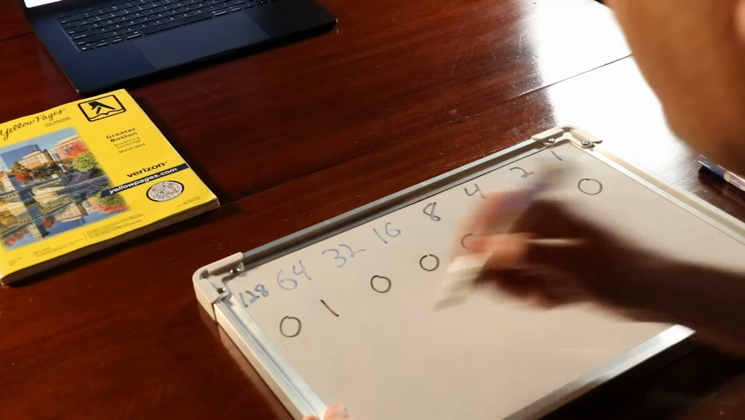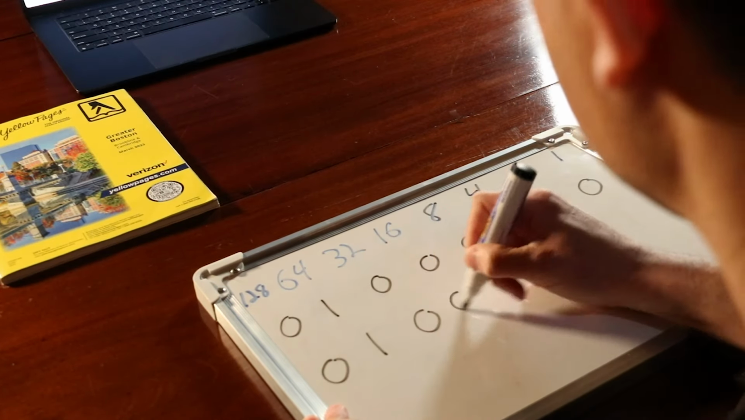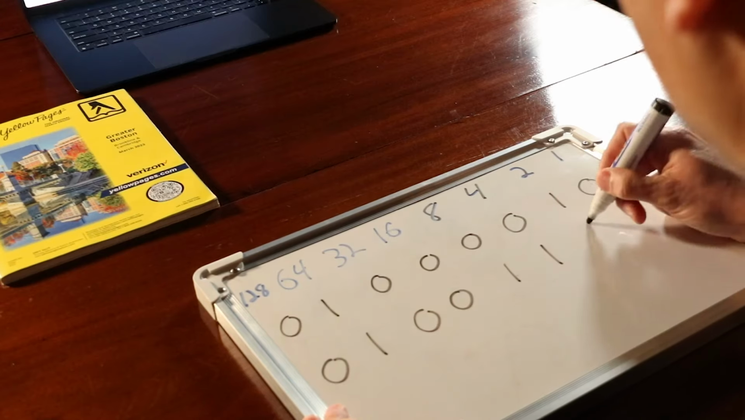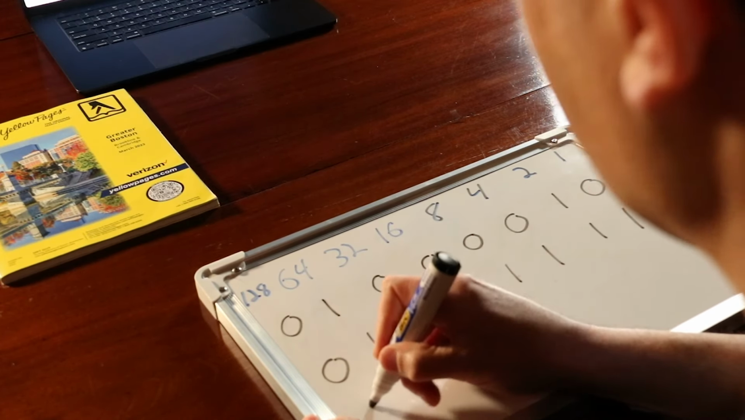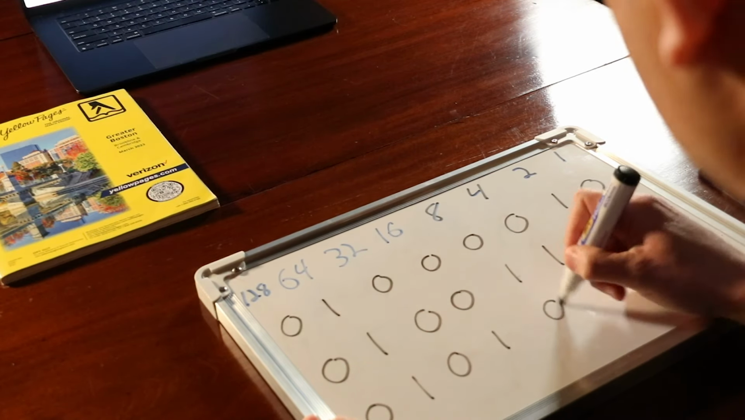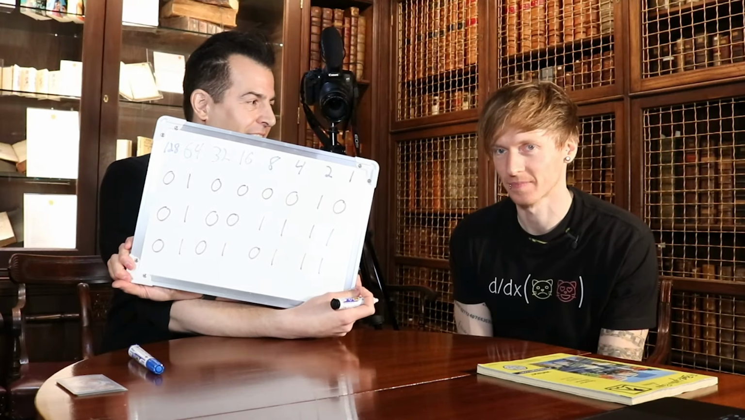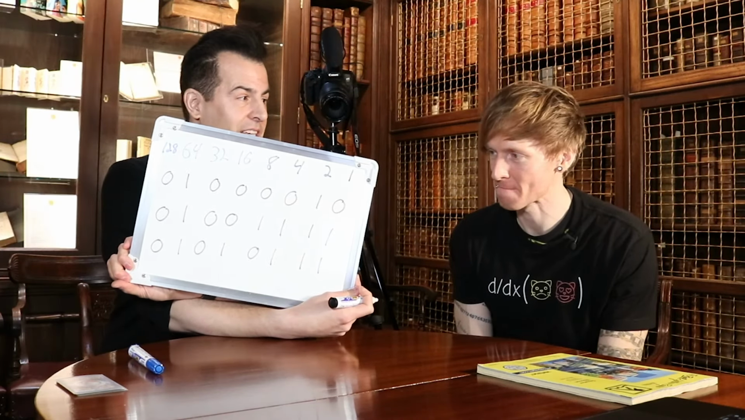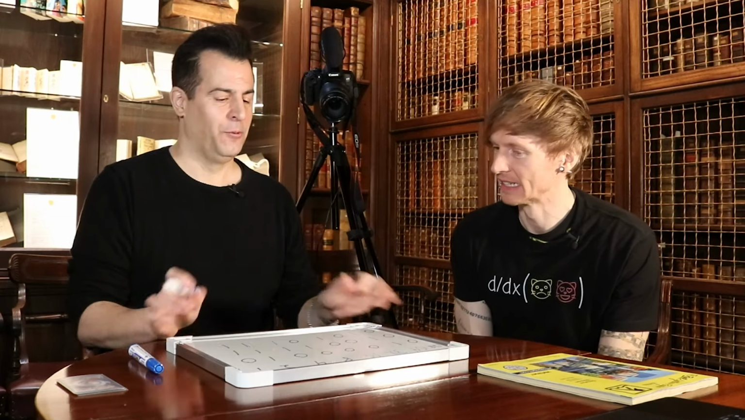0100010. Second letter, 0100111. It's not so easy this time. Third letter and final, 0101011. And for those at home, here is the pattern of three bytes, each of which represents an ASCII letter in English. What have I told you to say or do?